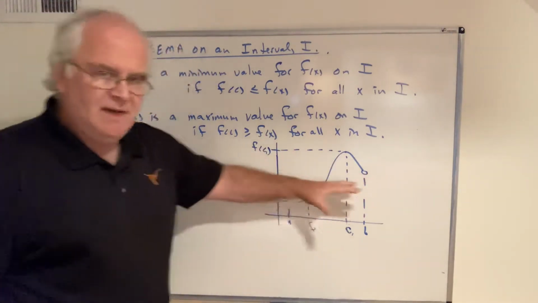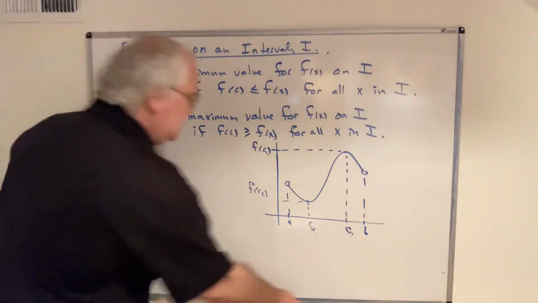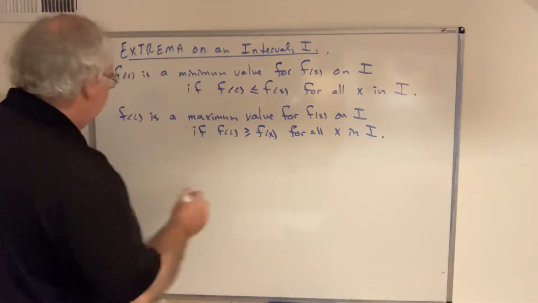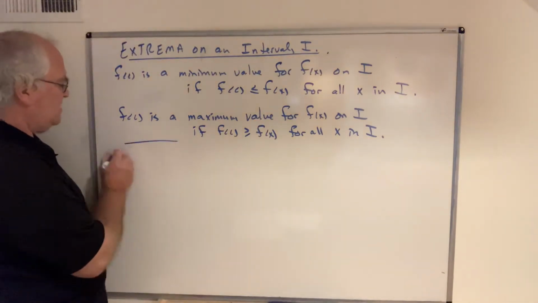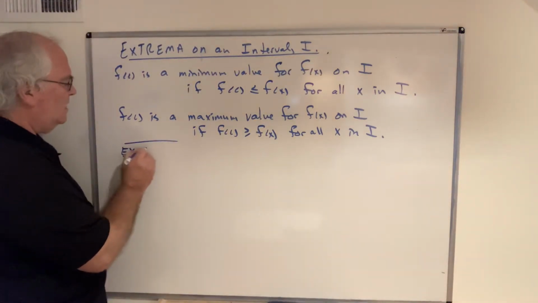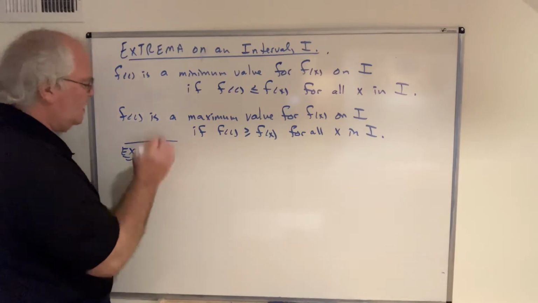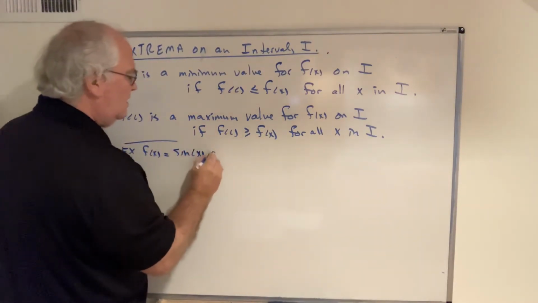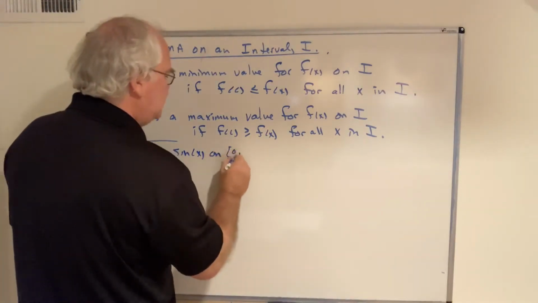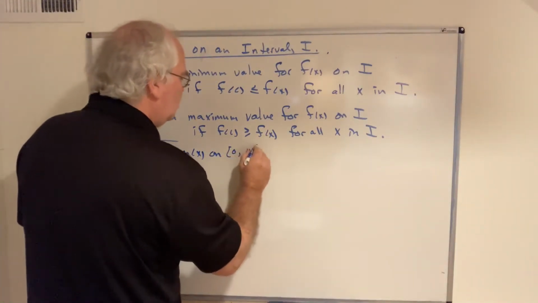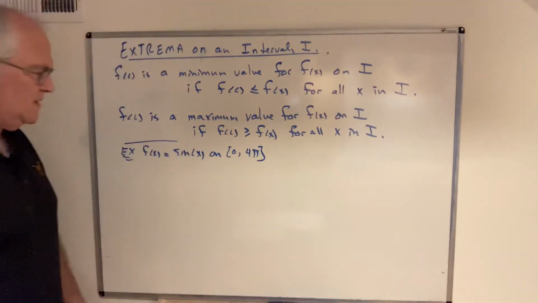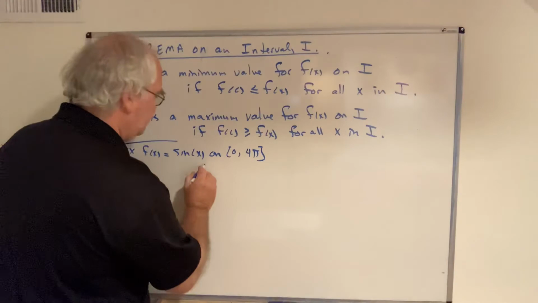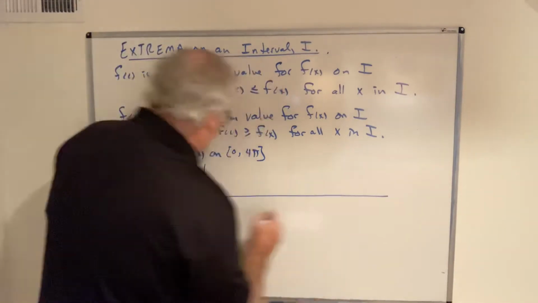Now, there are many, many types of scenarios here. Let's consider a specific case that we're all fairly familiar with. Let's consider, as a specific example, f(x) equals sine of x on the interval from 0 to 4 pi. So that's 2 periods of the sine curve. And I'm going to draw a rough sketch of that here.